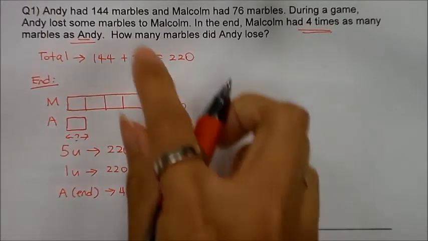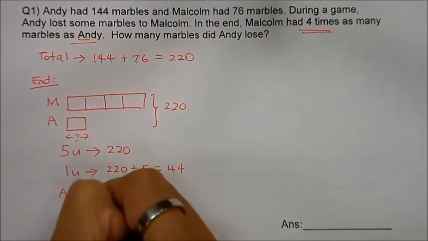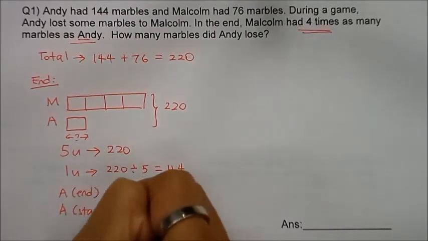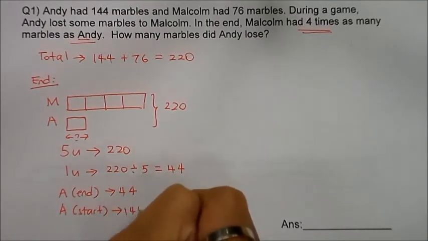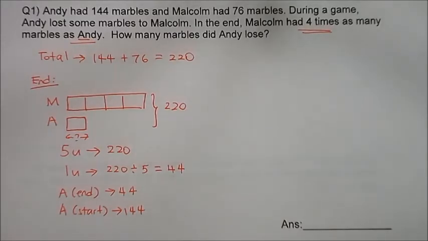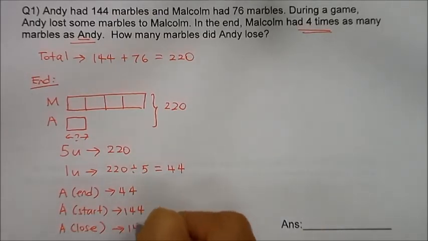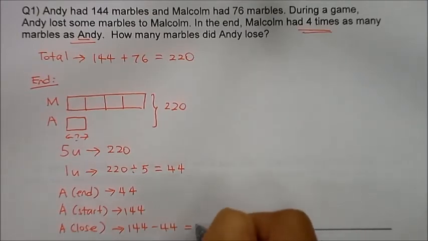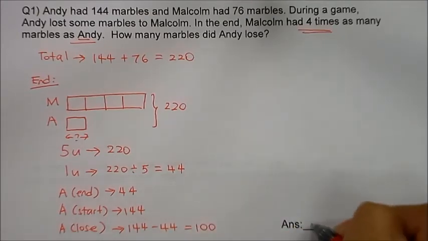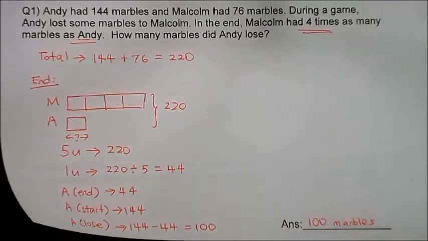And at the start, Andy got 144 marbles. So we write it as A start 144. So now we want to find out how much Andy lost, which will be the difference between the two. So we take 144, subtract away 44, and the answer will be 100. Hence, the final answer will be 100 marbles.